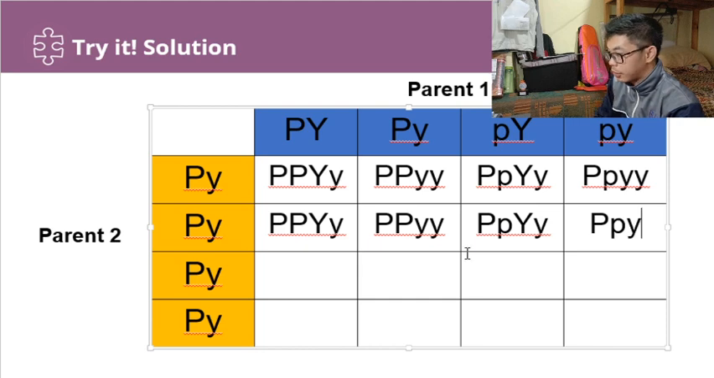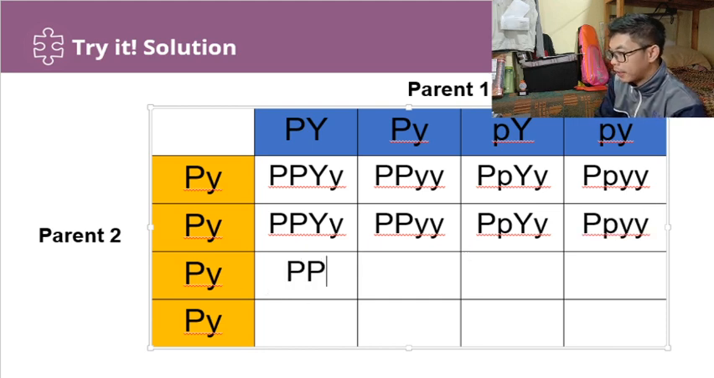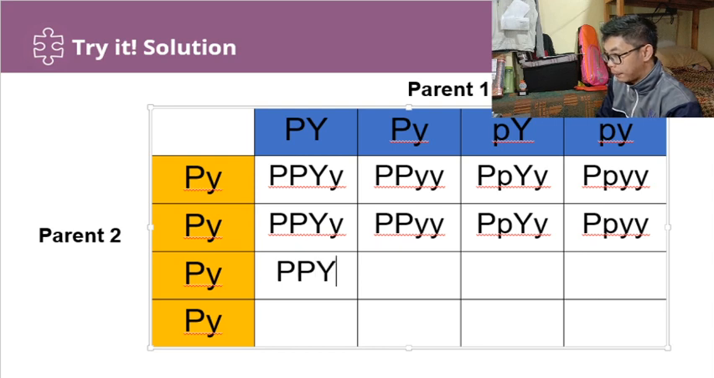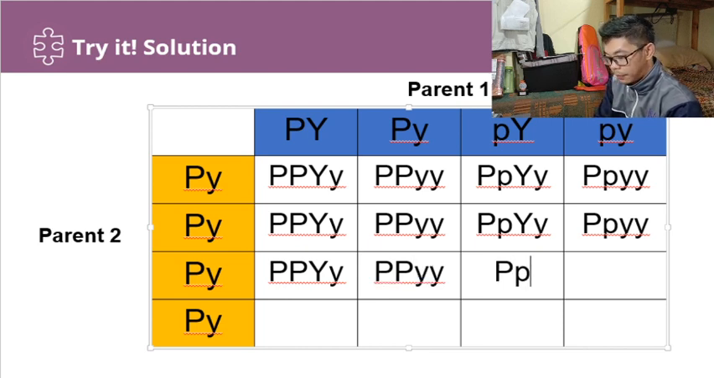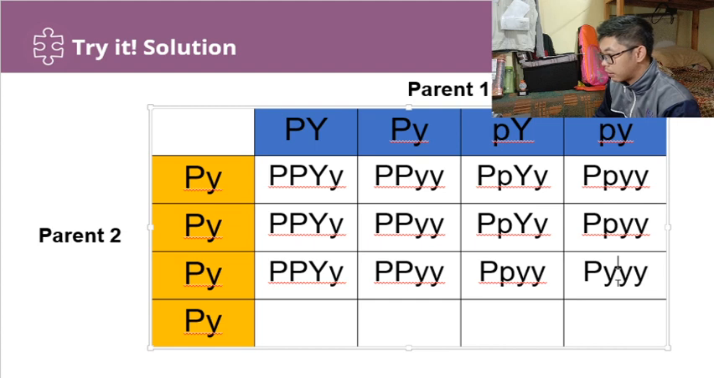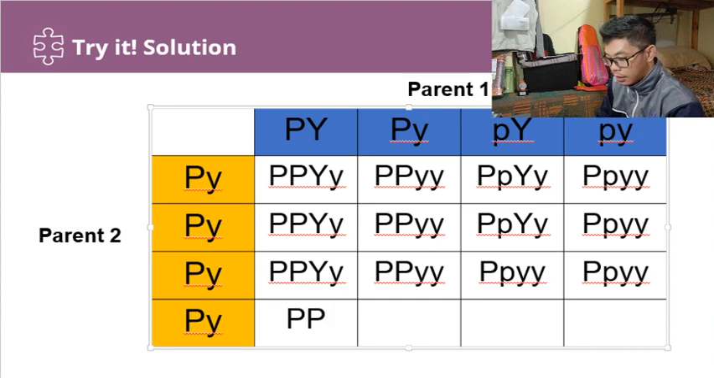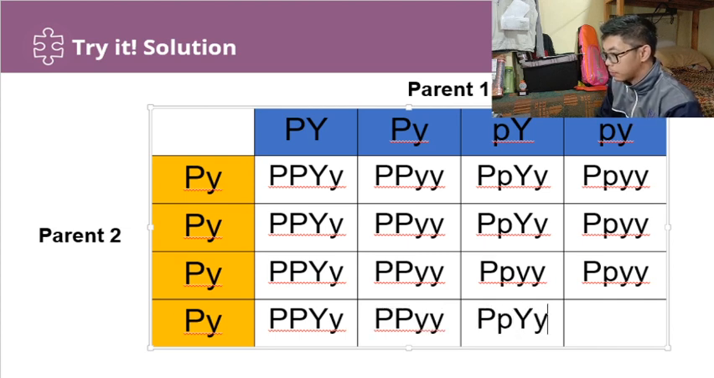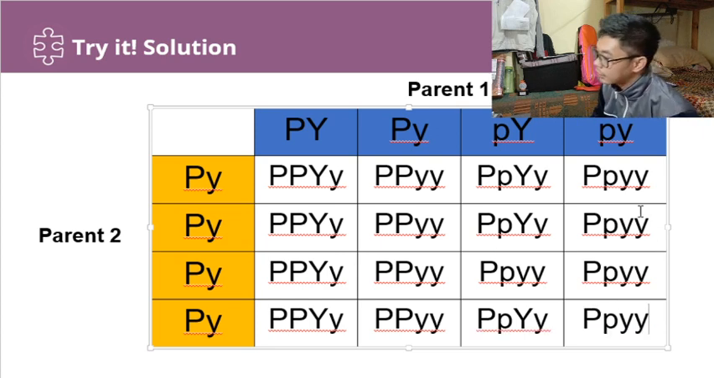Tapos, capital P, small p, y, capital Y, small y, capital P, small y, small y, capital P, capital Y, small y, capital P, small y, small y, capital P, capital Y, small y, capital P, small p, and small y, small y. Eh, sorry, bakit hindi lumabas si p doon? Yan. And you have your capital P, capital Y, and small y. Capital P, small y, capital P, capital Y, small y. And capital P, small p, y, and y. Yan. Natapos na natin yung 16.